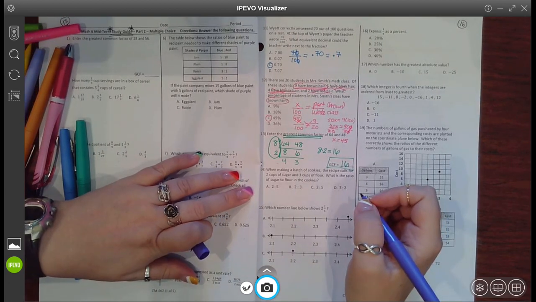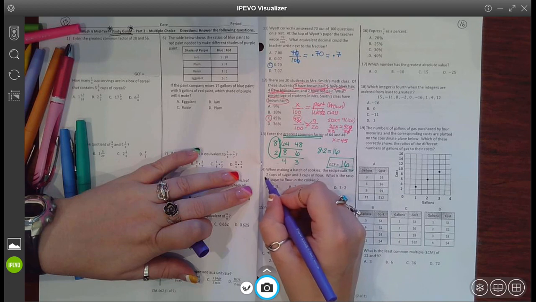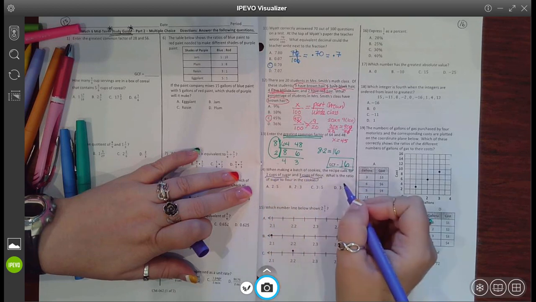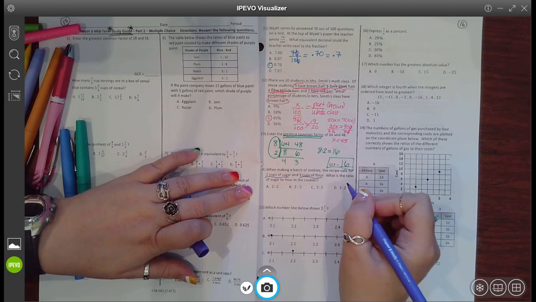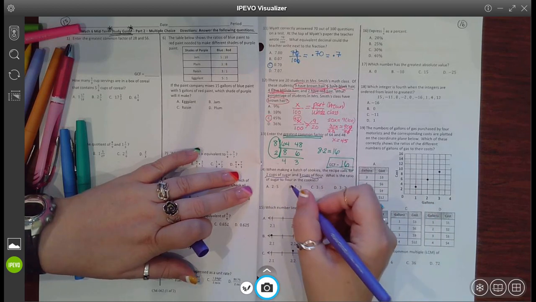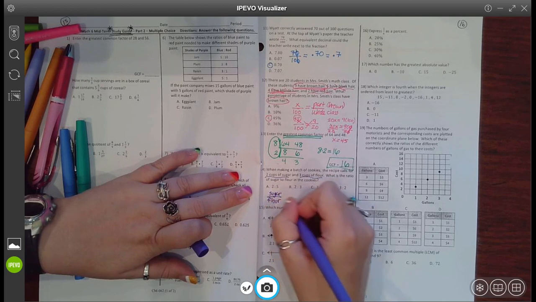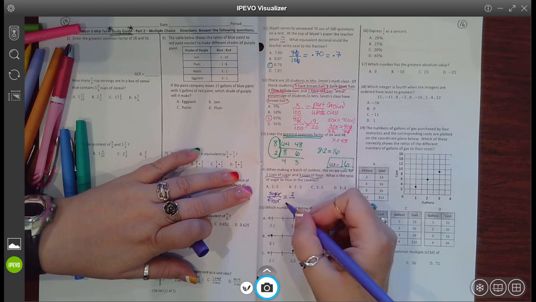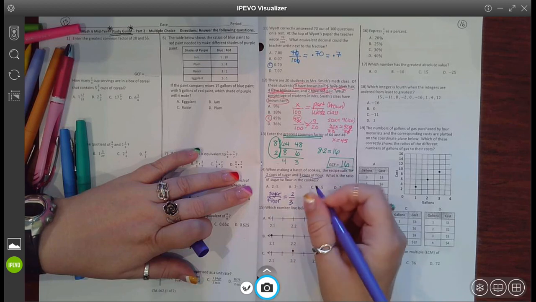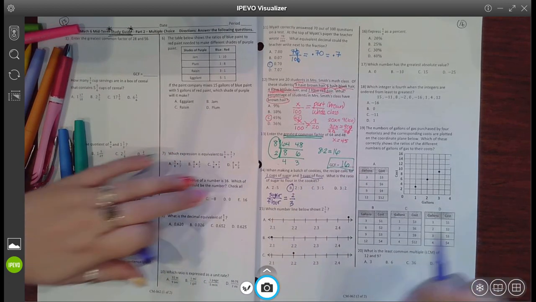Number 14 says when making a batch of cookies, the recipe calls for 2 cups of sugar and 3 cups of flour. What is the ratio of sugar to flour? This is important. When they say ratio of blank to blank, whatever comes first goes on top. Whatever comes after the word "to," they want on the bottom. So what was the number in the problem representing sugar? 2. What was the number representing flour? 3. Can I reduce it? No. So 2 to 3 is the correct answer.